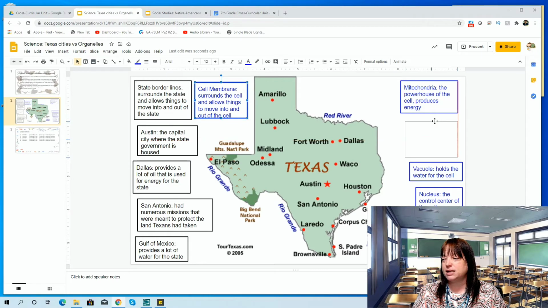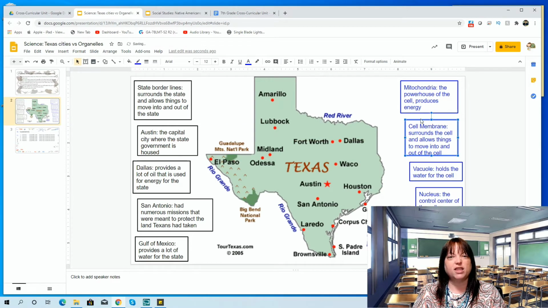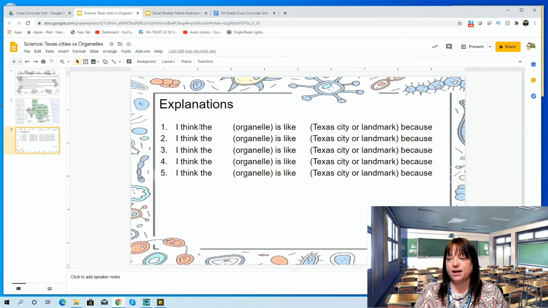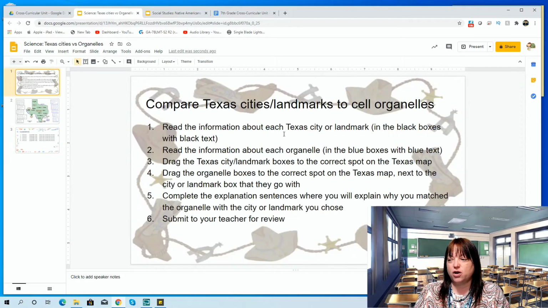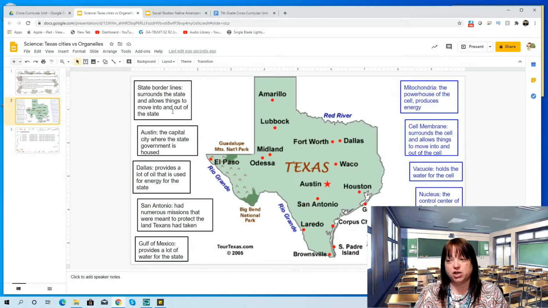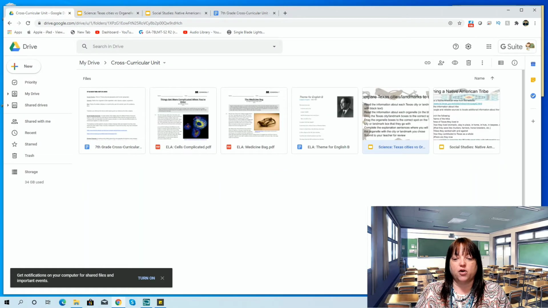So I picked cities that had things that I thought they would find would be similar. And then they're going to tell me why I think blank is like blank because, and they're going to do it for all 5 of them. So they're going to do that comparison. So then there's that cross-curricular as well. So I'm getting that in. And of course, they're all reading and having some comprehension of how do these work together, right? So that is what I've created thus far for a cross-curricular for 7th grade for the first 6 weeks in the school year.